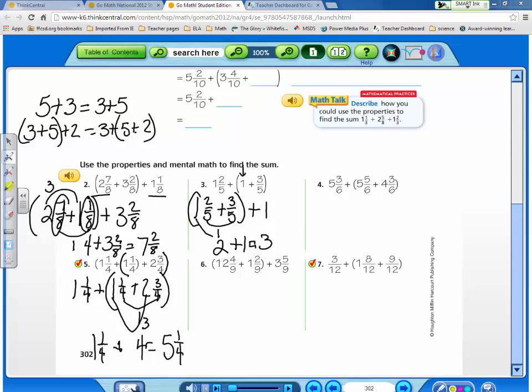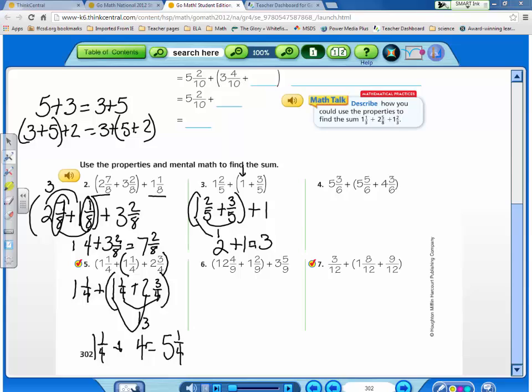So sometimes I have to reorder everything and use the commutative property, and sometimes I can just use the associative property and move my parentheses. Your biggest goal here is to combine fractions to equal 1.